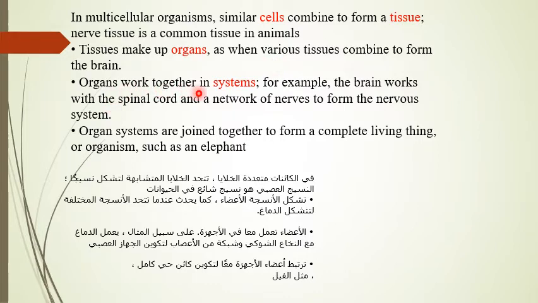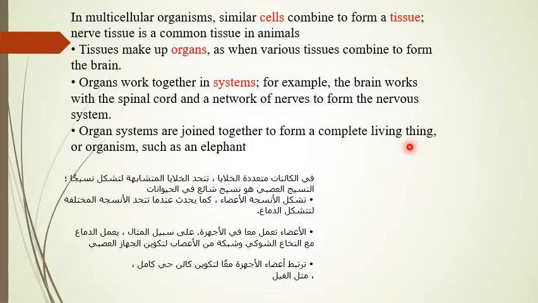Organs work together in systems. For example, the brain works with the spinal cord and a network of nerves to form what we call the nervous system. Organ systems are joined together to form a complete living thing.